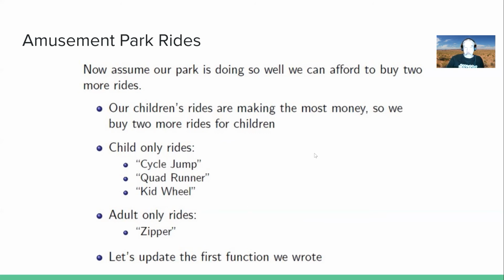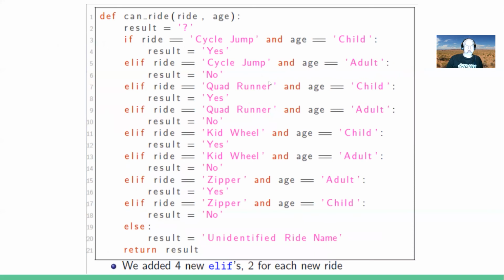So if we're updating the function that we had, so this is the first function that we wrote where we had everything kind of written out, all the possible conditions. So you can see that it kind of stacks up really quickly, right? You have a lot of conditions. As you start adding more rides and more things, your code gets a lot more complicated and a lot longer. That's a lot to kind of take in at once, right?